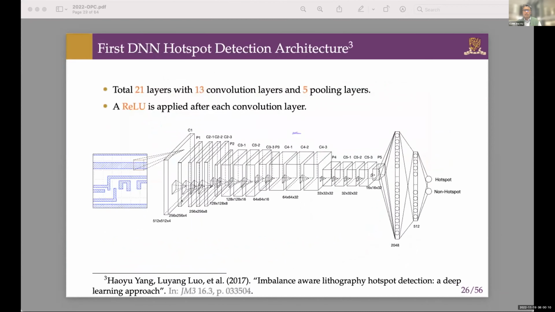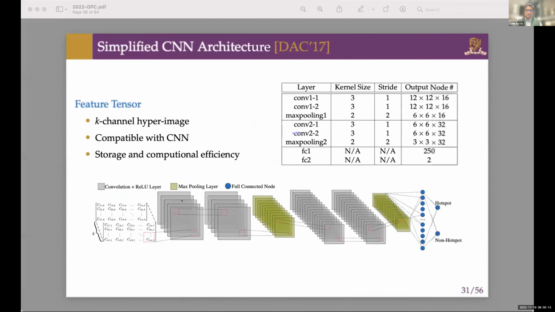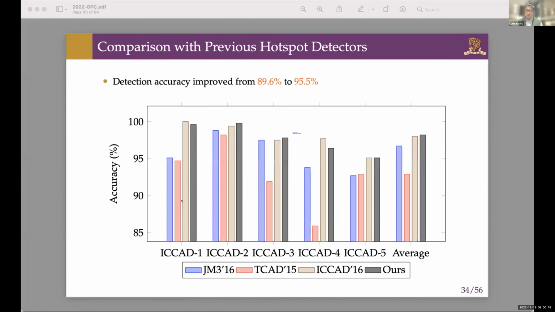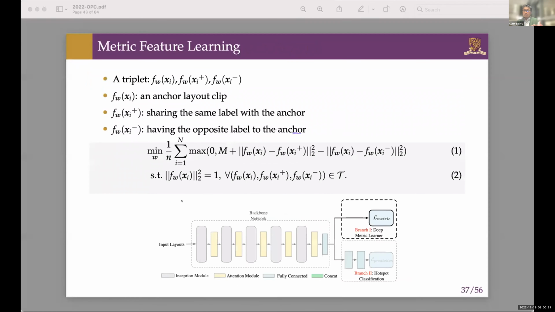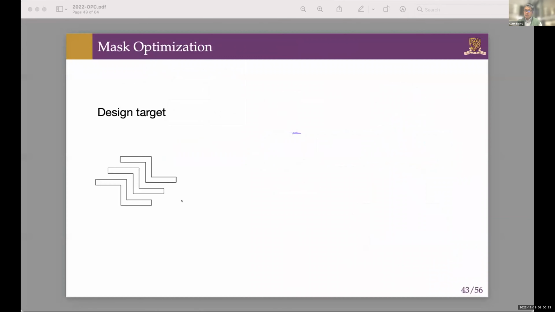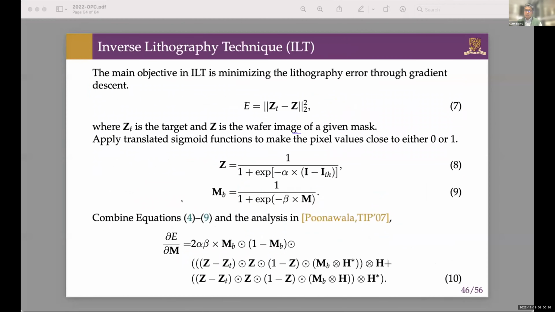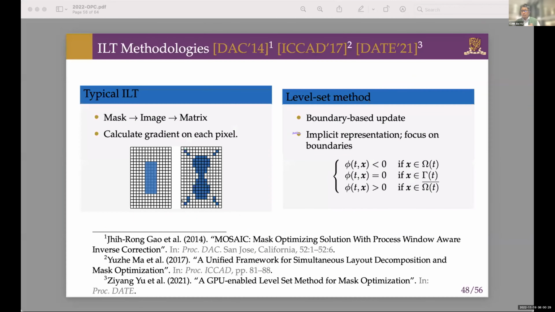For mask optimization, I really trust the machine learning model, because machine learning can be integrated with the traditional methodology. For example, we take the ILT and level set methods. They are iterative methodologies, and the performance really depends on the initial solution. If we don't have machine learning, we have to generate a random initial solution. And more importantly, the model is non-convex.